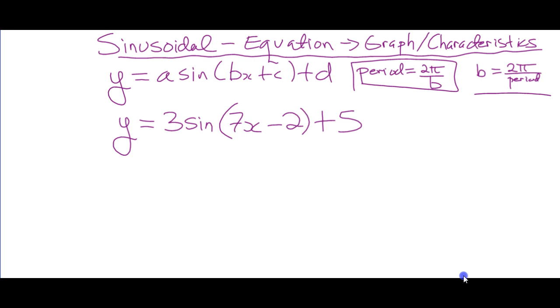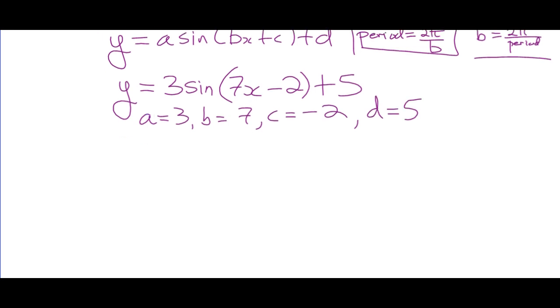But I should be able to tell the characteristics of the graph, right? So, sine graph, where do we always want to start? In the middle. So where's the middle? 5. Okay, so what we could do is actually look at this, we could write down. Okay, so what's A? 3. What's B? 7. What's C? Negative 2. What's D? 5. Okay, starting there. So you said the midline is 5. So the equation of the midline is what? Y equals 5. So equation of midline.